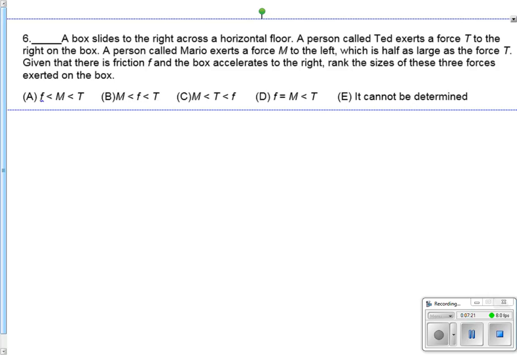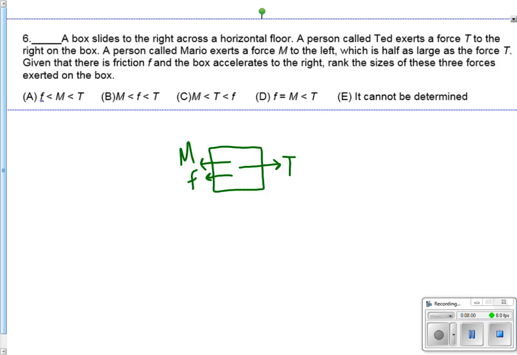This is a good one. So let's diagram it first, right? So I have Ted to the right, call it a T. We have Mario to the left, that's half as large. And it says, given that there is friction and the box accelerates to the right, so if the box accelerates to the right, then that means I have to assume that friction then is also to the left. And we're going to rank these.